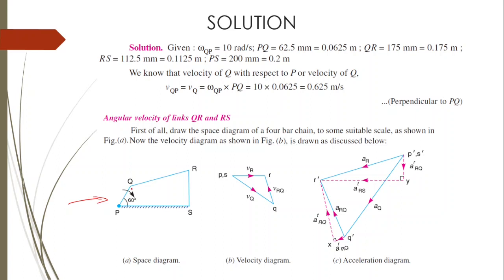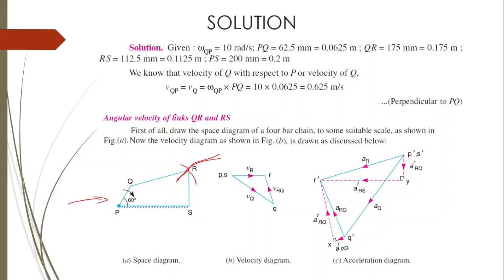Then after that we can find out the point R. Here the lengths QR and SR are given. We can draw an arc with radius equal to QR and center Q like this. Then we can draw another arc with radius equal to SR and center S like this. Then the intersecting point will become R. Then we can complete this space diagram.